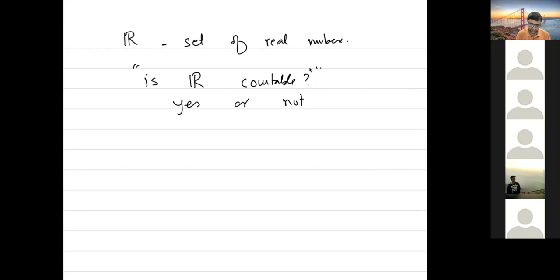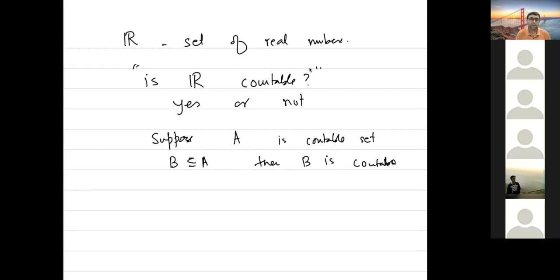But before that, I just tell you that suppose A is a countable set. A is some set which is countable. We do not know whether it's a finite set or an infinite set, but it's just a countable set. And B is a subset of A. Then B is also countable. Right? So every subset of a countable set is countable.